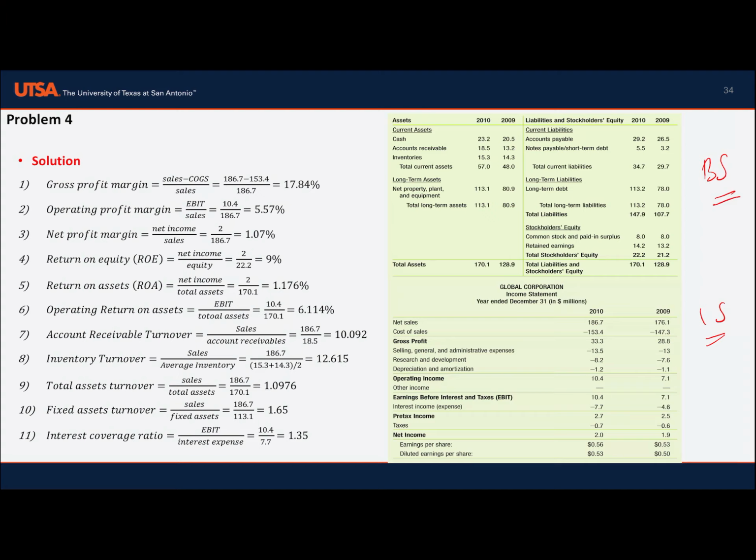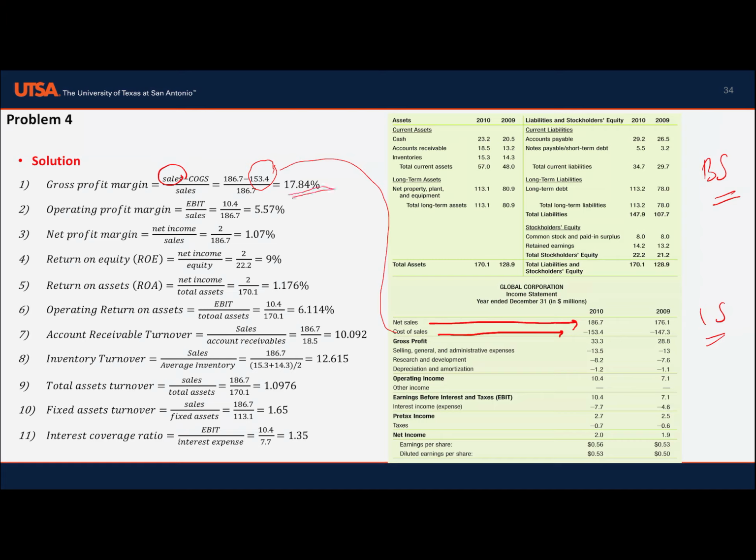Gross profit margin is sales minus cost of goods sold over sales. Where can we find the sales figure? It's in the income statement, and you need to look at the net sales, which is 186.7, minus cost of goods sold, which is 157.4, over sales, 186.7. The gross profit margin is 17.84.